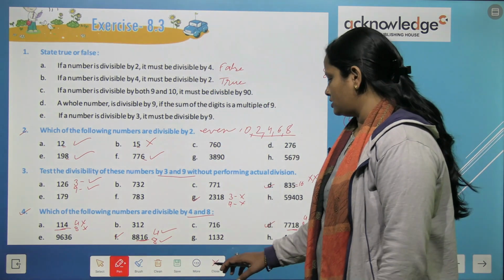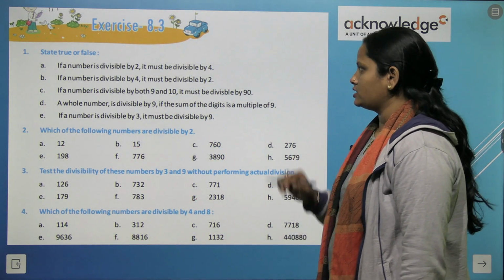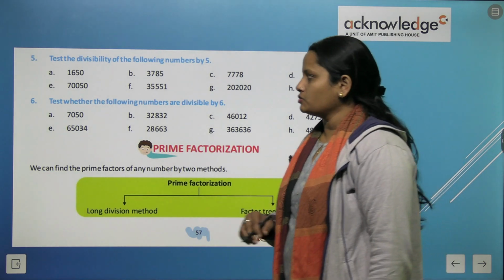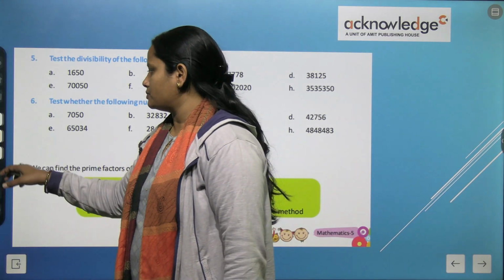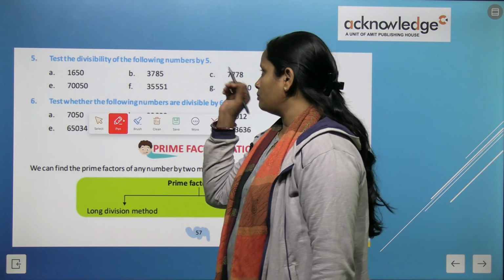So I hope this is clear to you. Similarly, you have to do the rest questions on your own. Now let's move on to question number 5, the divisibility of the following numbers by 5.